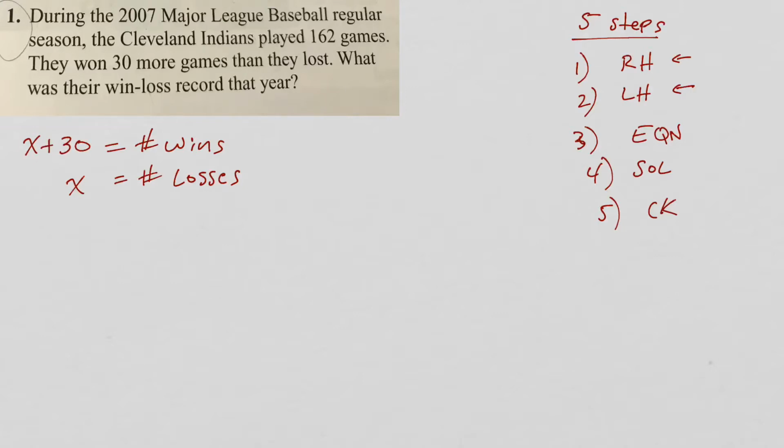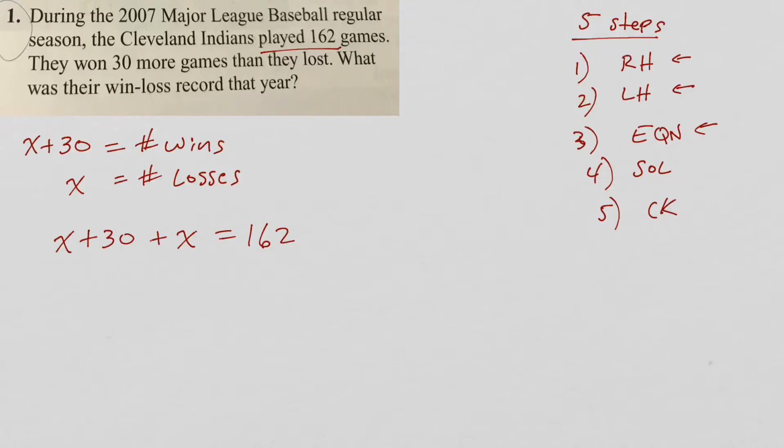Now the equation. It says they played a total of 162 games. So in baseball, you can't tie. So if you take the number of wins and you add the number of losses, you're going to get to 162. So that's the equation.